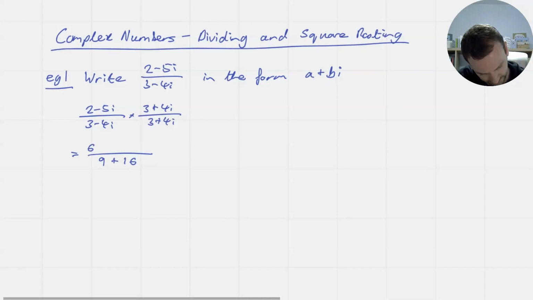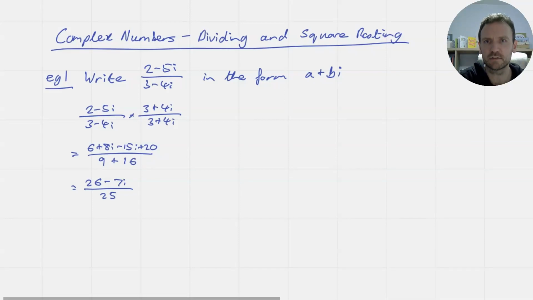So 2 times 3 is 6. We're going to then get 2 times 4i, which is plus 8i, subtract 15i, and then subtract 20i squared, which is the same as adding 20. So that's going to be plus 20 there. Now let's simplify what we've got. So 25 in the denominator. The numerator won't simplify quite so much. Well, 26 subtract 7i.